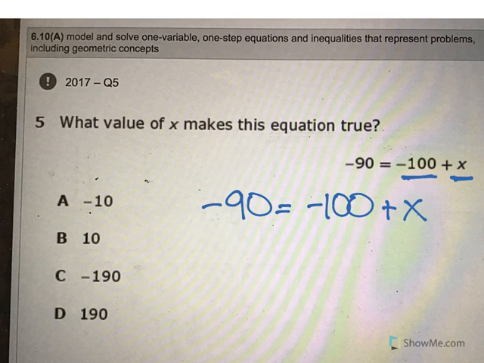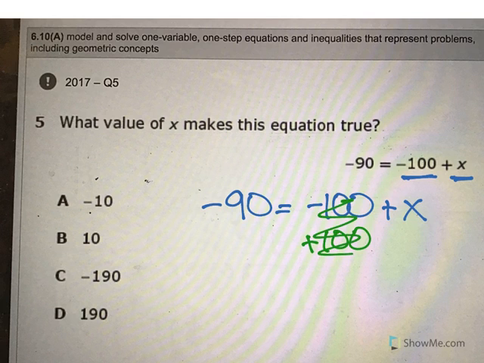So again, I need to isolate the x. What am I doing right now? I'm adding a negative 100. What is the inverse of adding a negative 100? Adding a positive 100. Okay? Because again, I need the constant, and the constant is a number by itself with no variable. I need the constant to zero out, because I need to get rid of it. If I'm adding or subtracting, I'm just going to do the opposite. So this zeroes out.